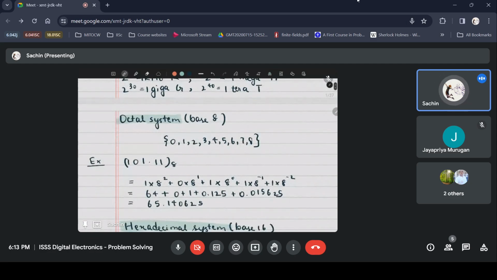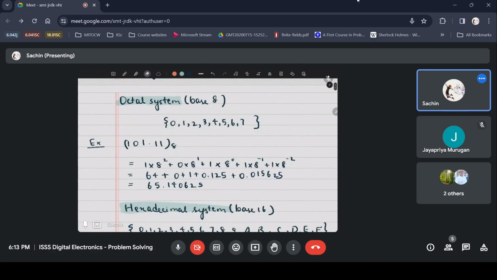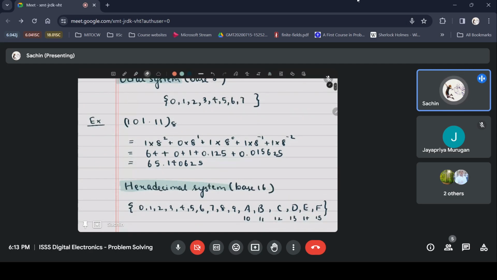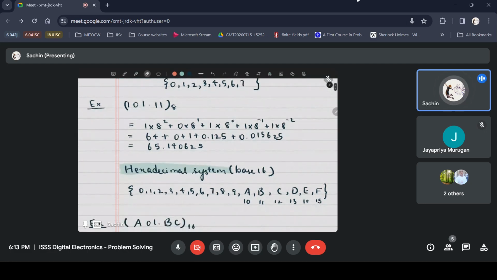And in the octal system there are 8 symbols, 0 to 7, 8 is not included. And again, the same number in octal would have powers of 8 multiplying it. So the weights are 8 power 0, 8 power 1, 8 squared to the left of the decimal point, and to the right it's 8 power minus 1, 8 power minus 2, etc. So the same number 101.11 in base 8 would come out to be 64 plus 1 plus 0.125 plus just the number that I've written there.